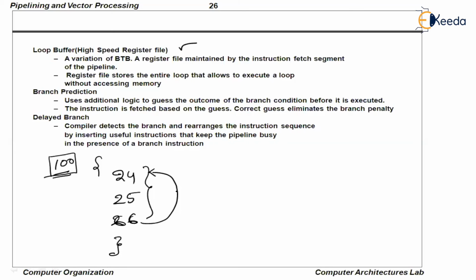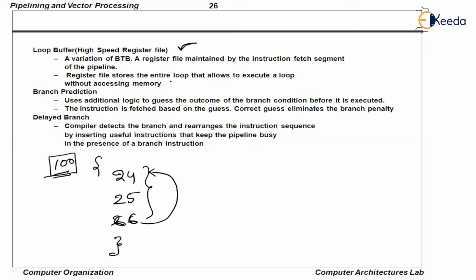The 26th instruction will branch to 24. Because this is necessary, every time the loop gets executed, the final instruction of the loop will get branched to the first instruction of the loop. So here, we are going to use a loop buffer, which is just a small variation of a BTB, in which we use a register file by the instruction fetch segment. Again, this loop buffer is also associated to the instruction fetch segment.